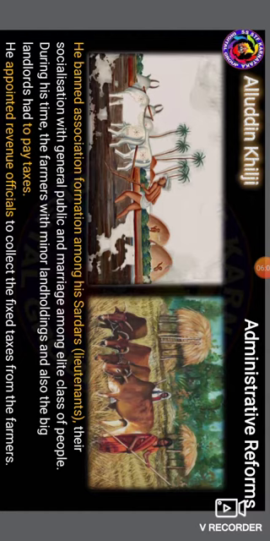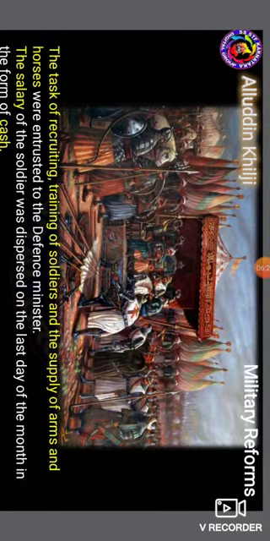During this time, farmers with minor land holdings as well as big landlords had to pay tax. He appointed revenue officers to collect the fixed tax from the farmers. And then the military reforms. What were the military reforms of the Khilji dynasty in the Alauddin Khilji period?